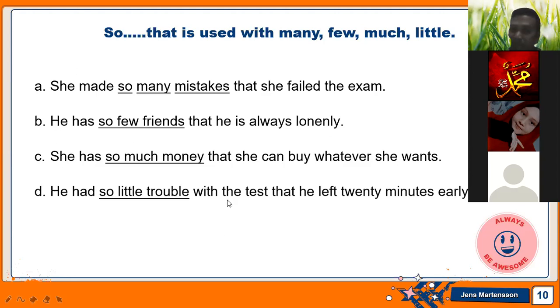So it's a bit different from the previous one. When so is not connected with many, few, much, and little, so is connected with adjective. But when so is connected with many, few, much, and little, then it is connected with noun. Understand? Can you understand? Bisa dipahami ya?